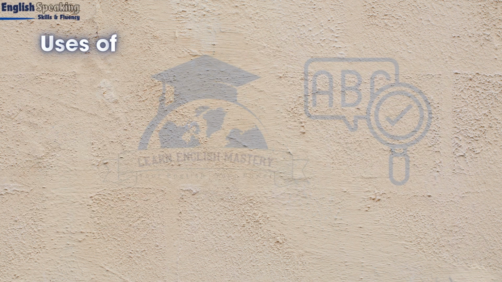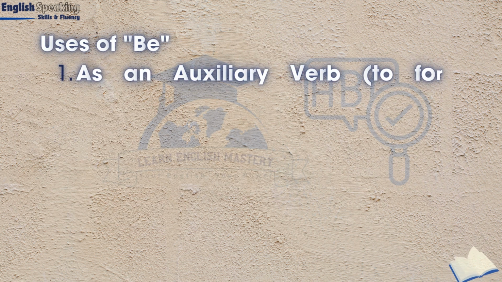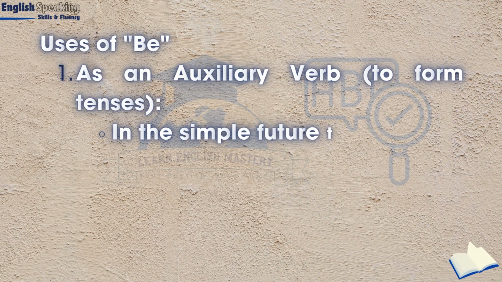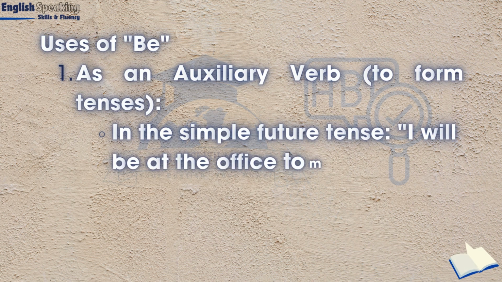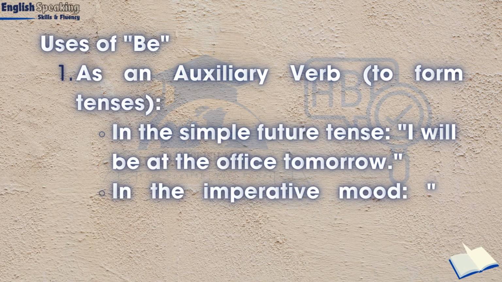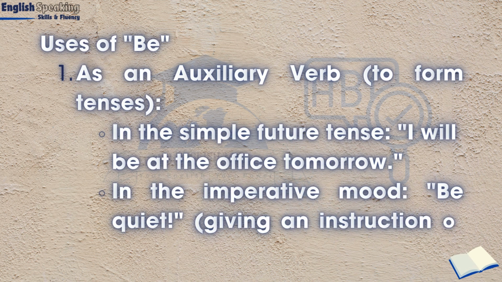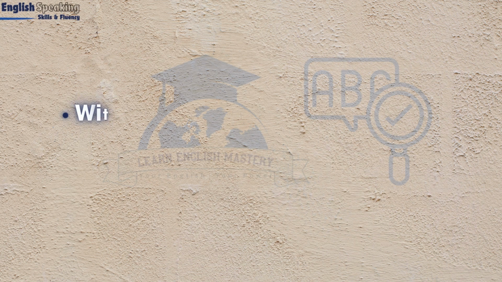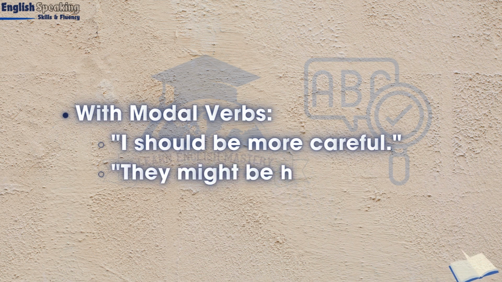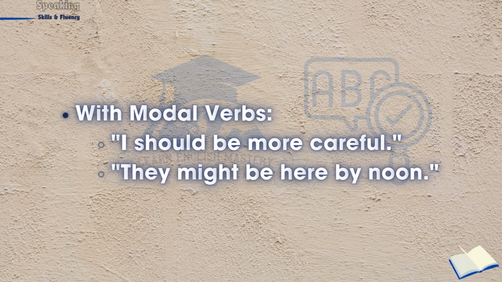Uses of be as an auxiliary verb to form tenses. In the simple future tense, I will be at the office tomorrow. In the imperative mood, be quiet, giving an instruction or command. With modal verbs, I should be more careful. They might be here by noon.